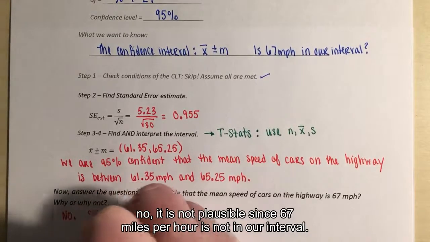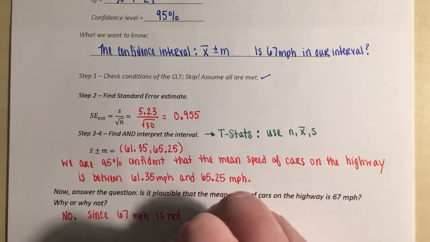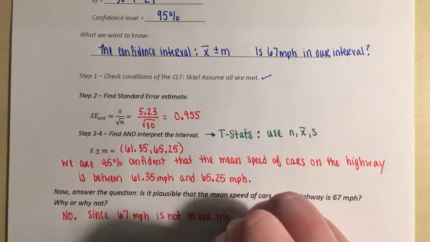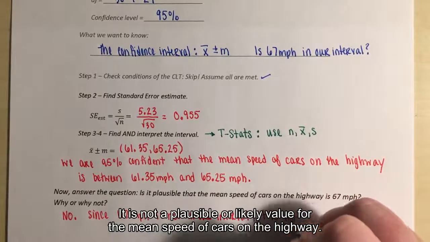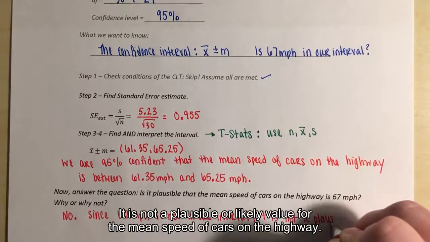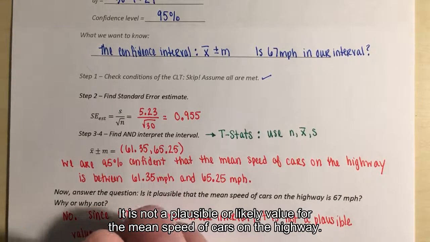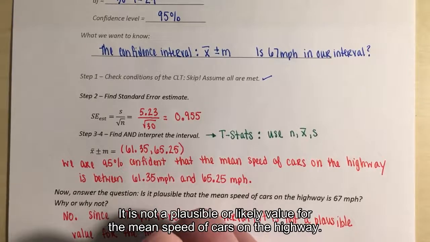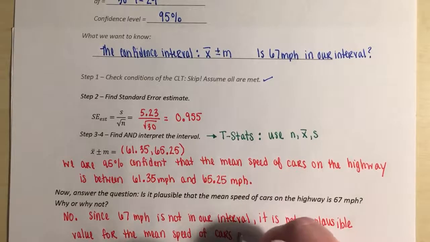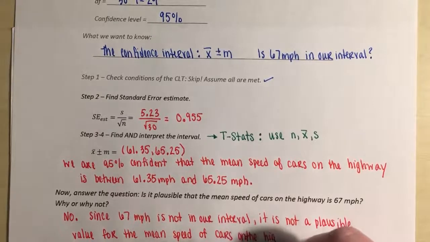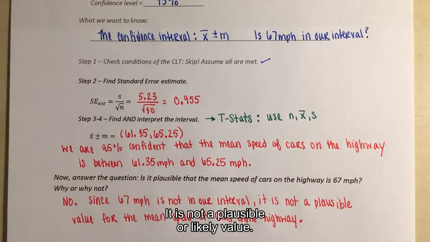Since 67 miles per hour is not in our interval, it is not a plausible or likely value for the mean speed of cars on the highway. So since 67 is not in our interval, it is not a plausible or likely value.